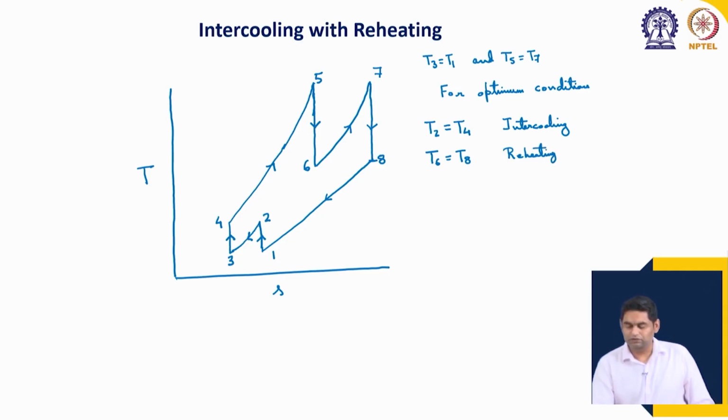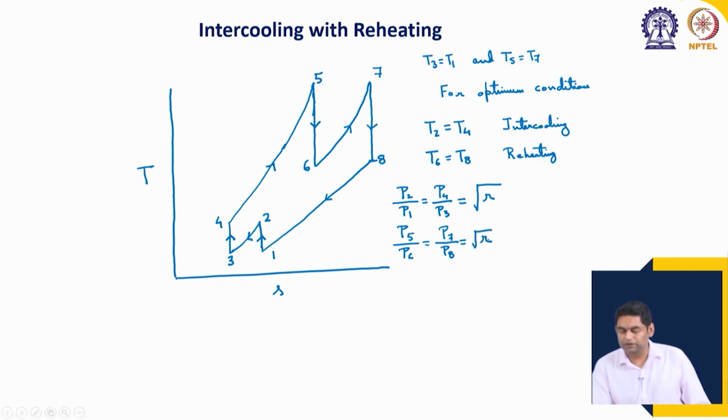what else is known? We also know that the pressure ratios are constant across the intercooler. So, the pressure ratio across the intercooler, P2 by P1, is equal to P4 by P3, which is equal to root of R, the root of the overall pressure ratio. This we already know. Similarly, for the reheater, P5 by P6 is the same as P7 by P8, and this is also equal to root of R because this is equally split. So, we see that all the 4 pressure ratios are the same.